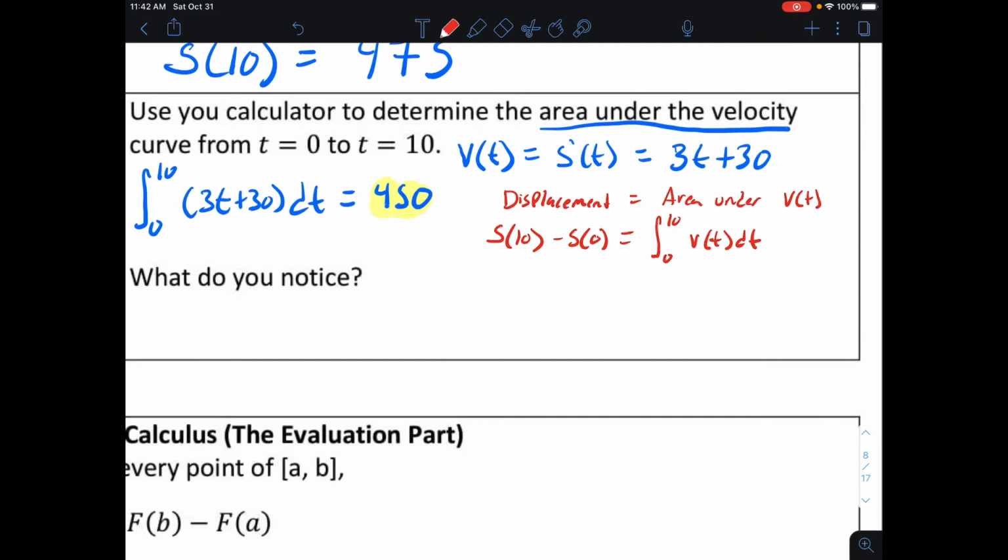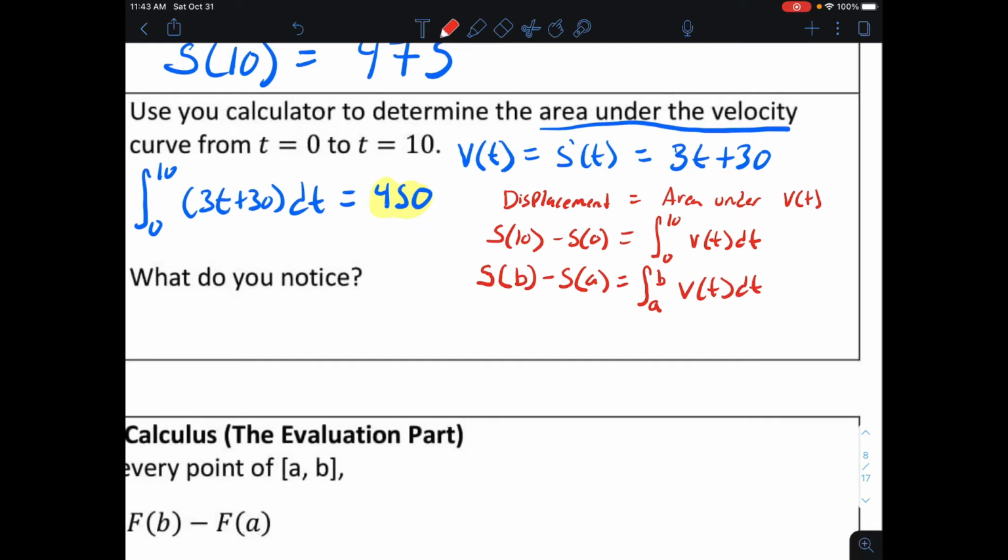And let's generalize this process a little bit more. Instead of just looking at overall when time is 10 and time is 0, I could look at this and say, all right, well, let's say we were talking about any time interval from a to b. So my overall displacement from a to b would be s of b minus s of a, which would equal the signed area up underneath the curve from a to b, or the definite integral from a to b for v of t dt.